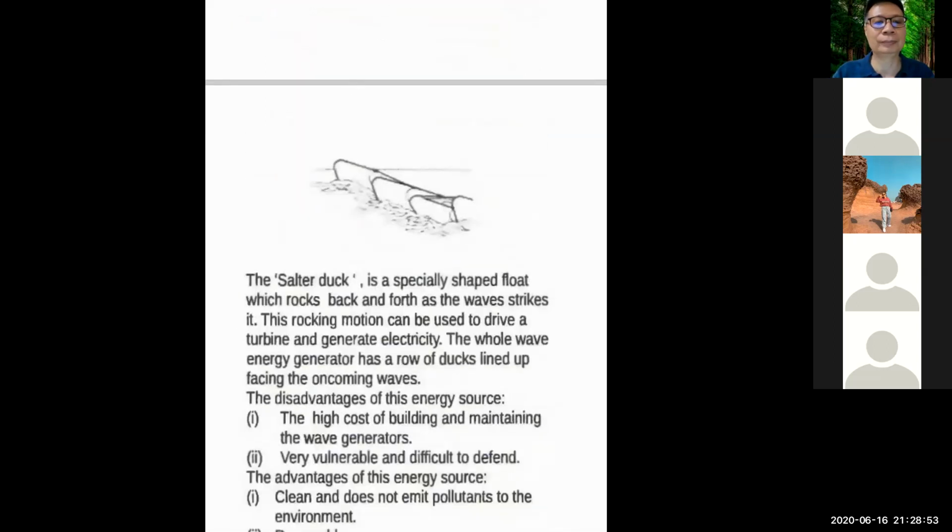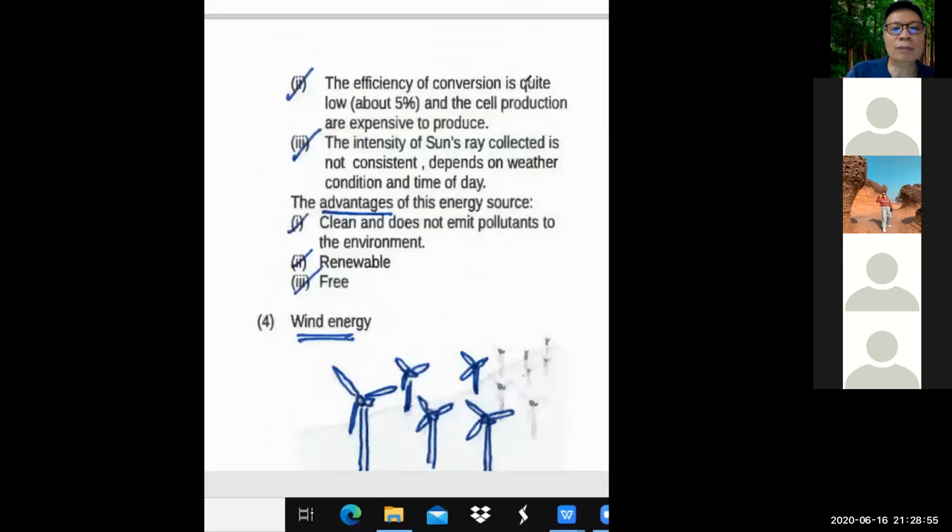Next, efficiency of conversion is quite low, 5% only, you see. You collect the sunlight to generate electricity, only 5%. No good, okay? Intensity of sunlight collected is not consistent. Sometimes got light, sometimes no light, so not consistent, right? Depends on the weather, so no good lah.